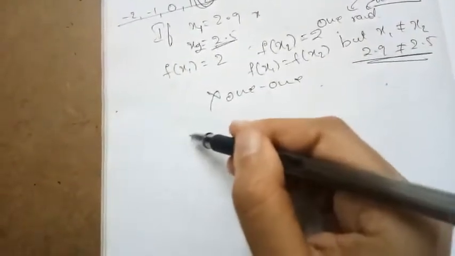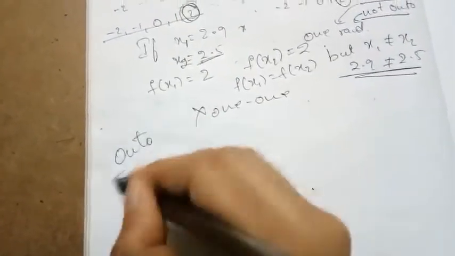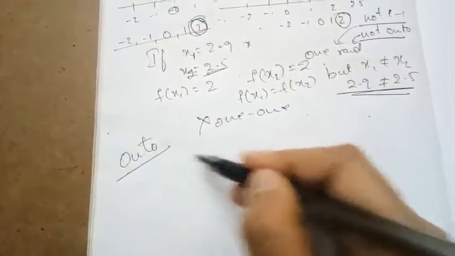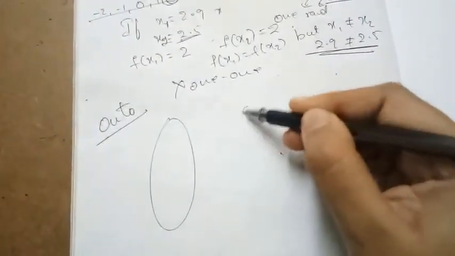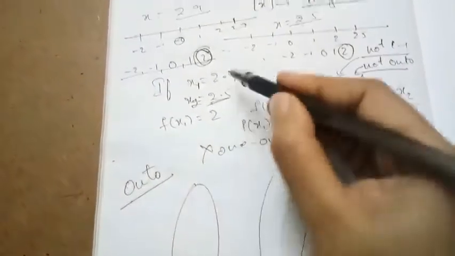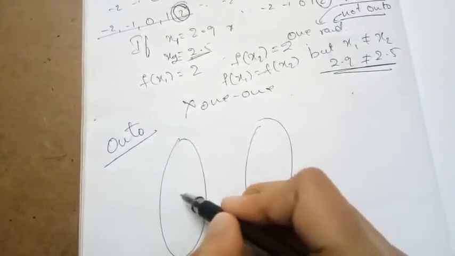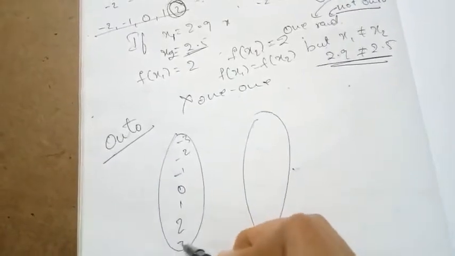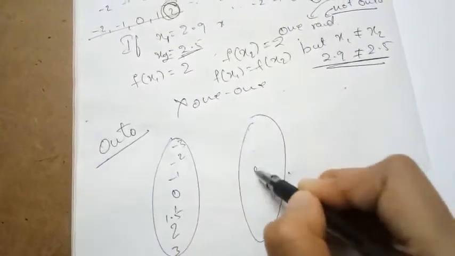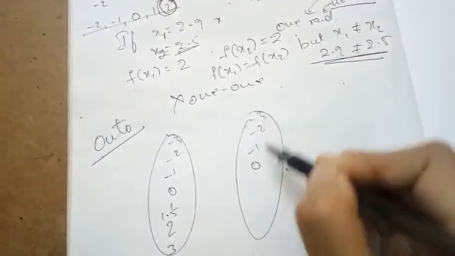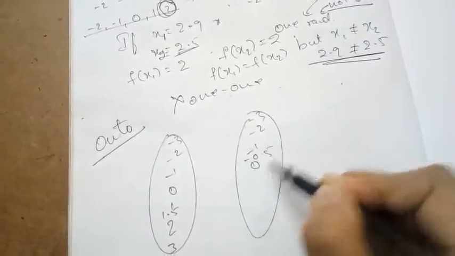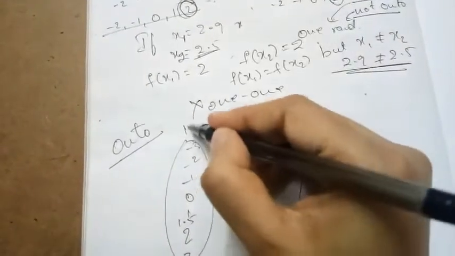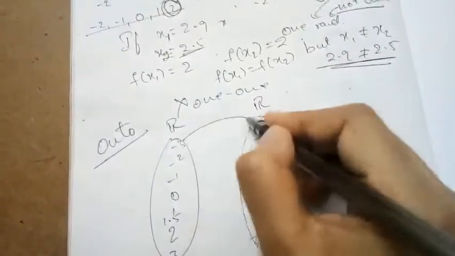Now checking for onto. Here also, before writing the statement for onto, let us do the mapping. So the set of real numbers: 0, minus 1, minus 2, minus 3, 1, 2, 3, 1.5, minus 0.5, 3.5. To feel it is a set of real numbers, I am writing a few decimal numbers.